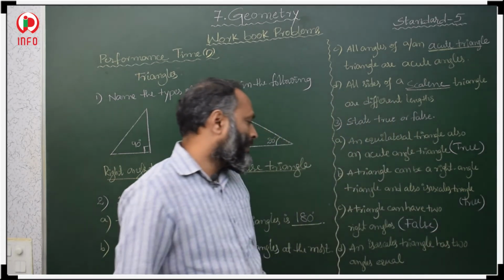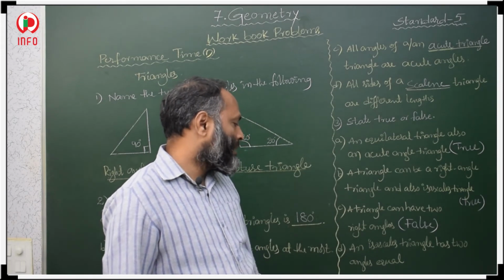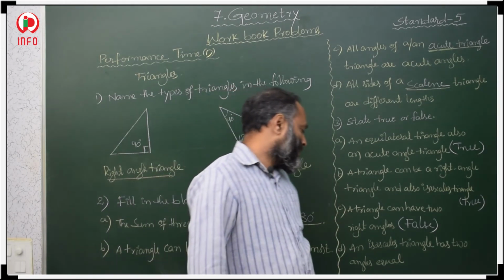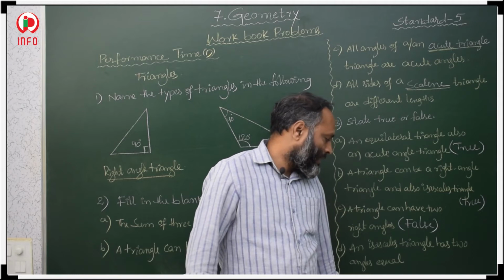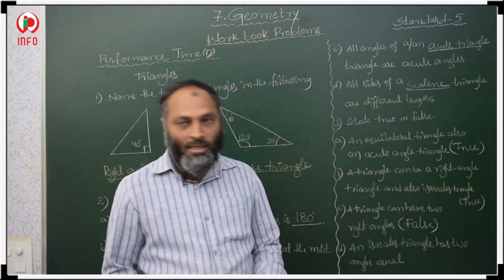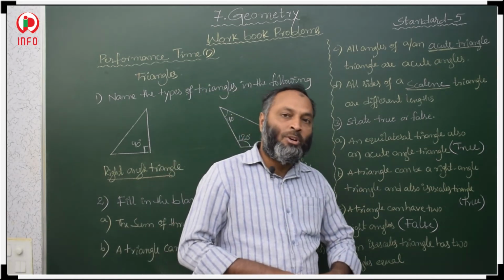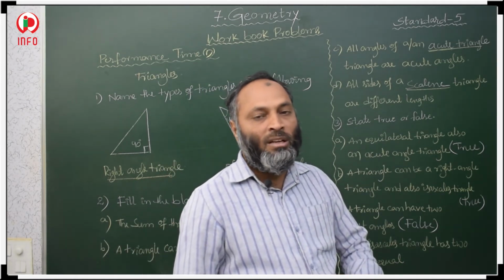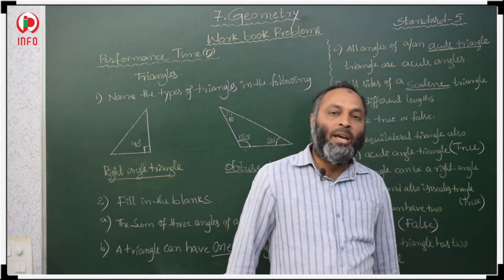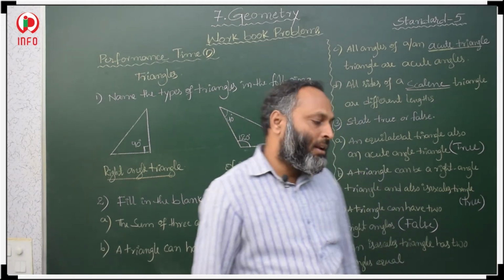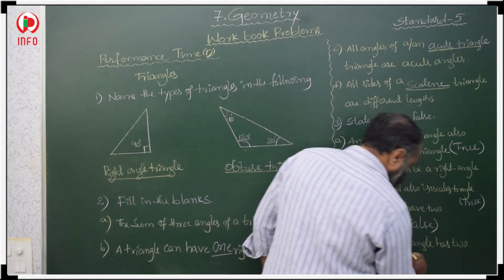Next, an isosceles triangle has two angles equal. In an isosceles triangle, two angles are equal. Yes, it's correct. In an isosceles triangle, two sides are equal and their corresponding two angles are also equal. It is also true.